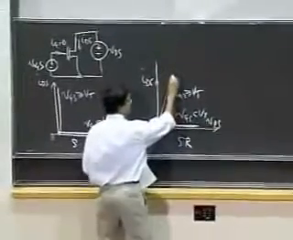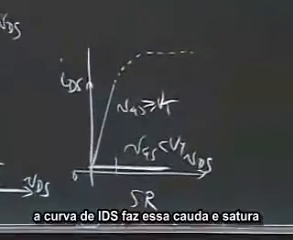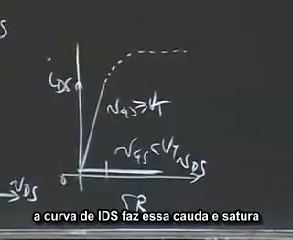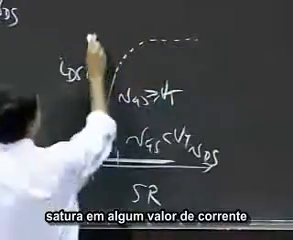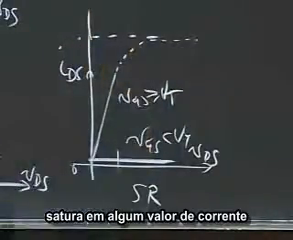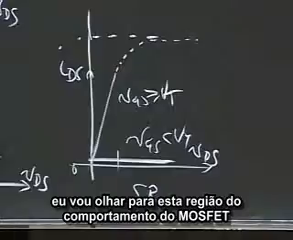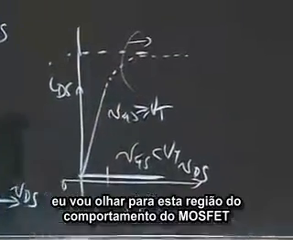Okay? So what's happening here? What's happening here is that as I increase my VDS, the IDS curve tails off and saturates. Okay, saturates at some value of current. Notice there, it saturates at some value of current. And so I'm going to look at this region of behavior.